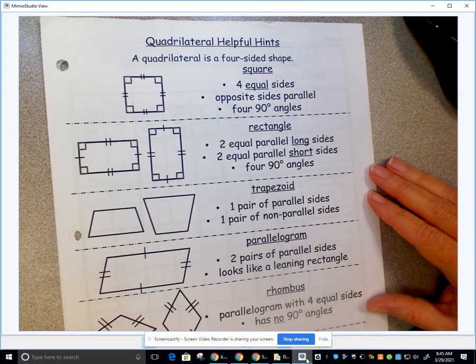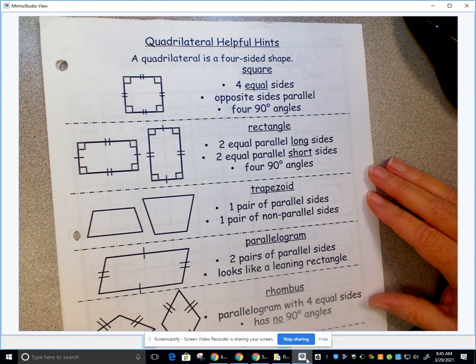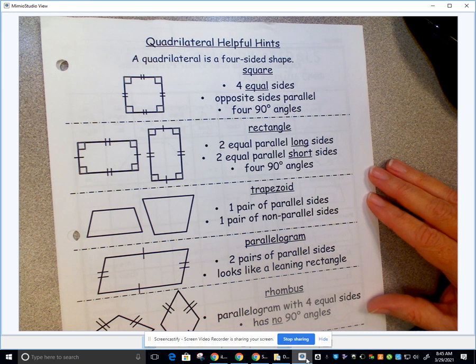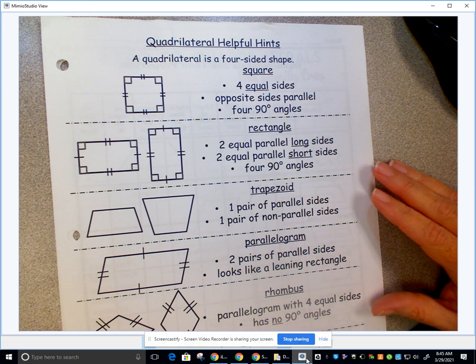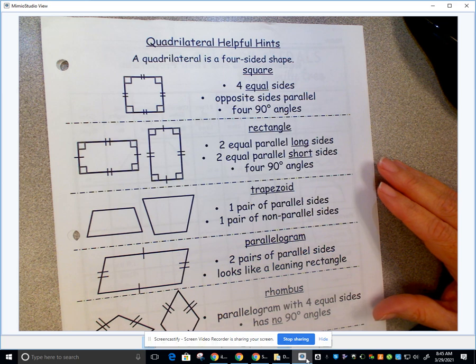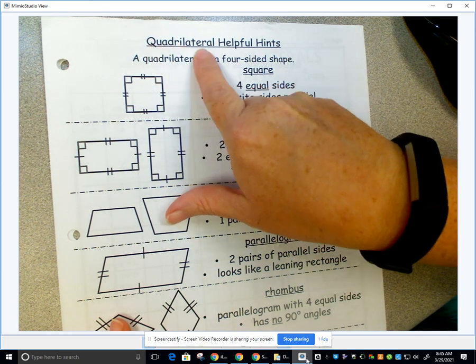We're looking at quadrilaterals today. A quadrilateral is a type of polygon. A quadrilateral has four sides, just like a triangle is a type of polygon, but it has three sides. We focused on triangles in a past lesson, so today we're going to focus on quadrilaterals.